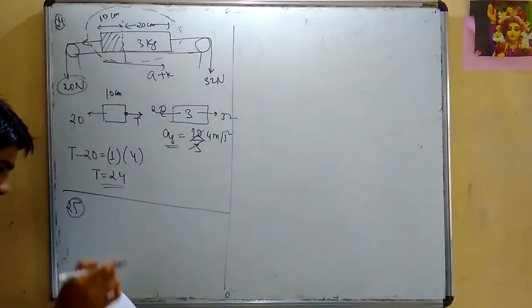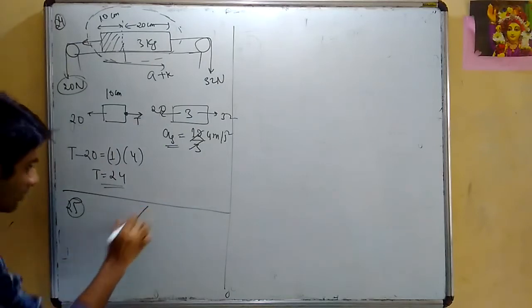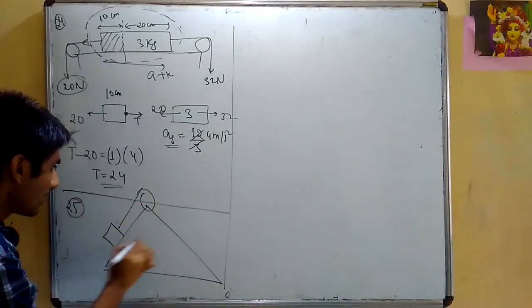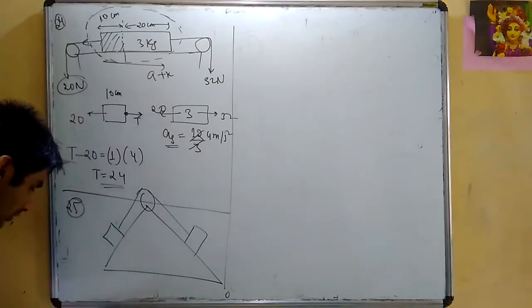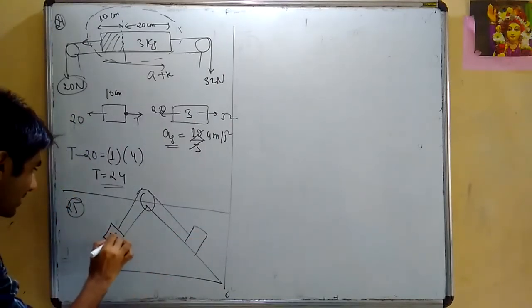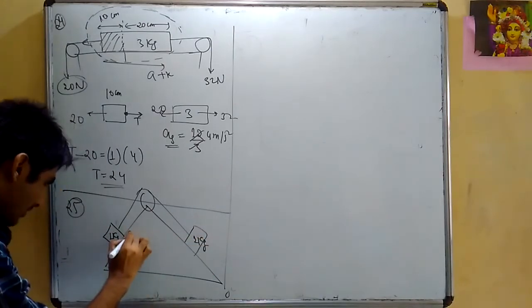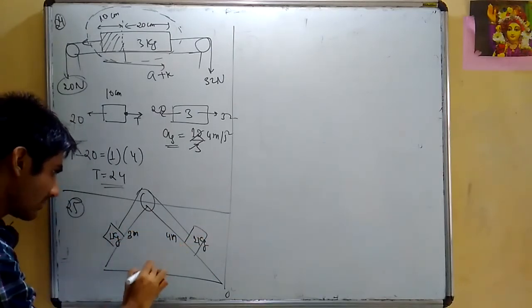Question 25, figure drawn, find the magnitude of acceleration of the blocks. Here is a pulley. Find the magnitude of acceleration of the blocks. This block is 1 kg. This block is also 1 kg. This is 3 meter, this is 4 meter, and this is 5 meter.